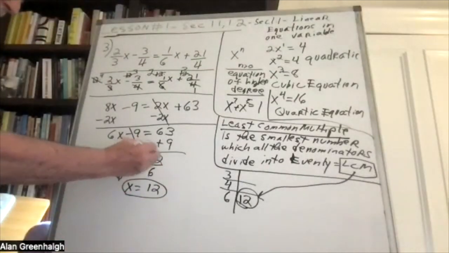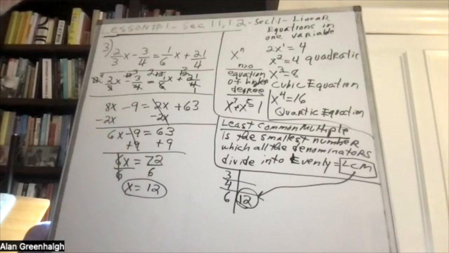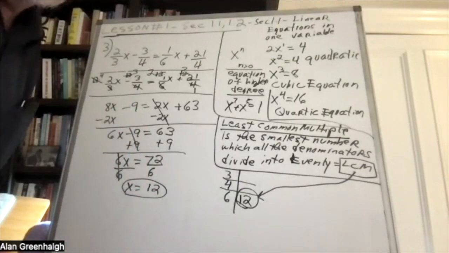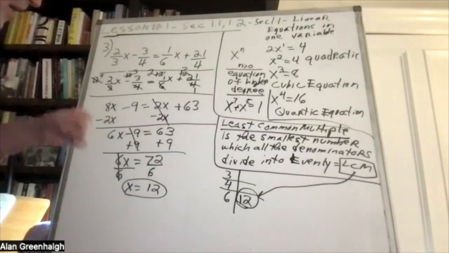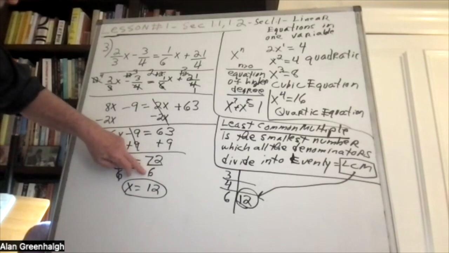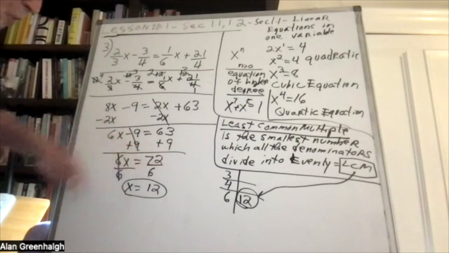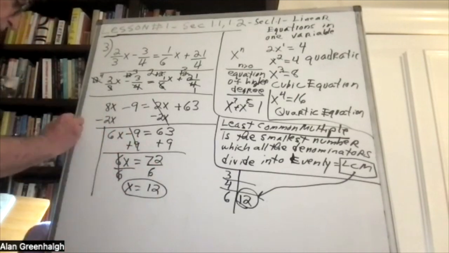Hey, Professor, could you just quickly go over how? Can I finish my sentence and then you can ask your question? My apologies. If you have trouble dividing 6 into 72, feel free to go on the side and take your time and do it slowly.